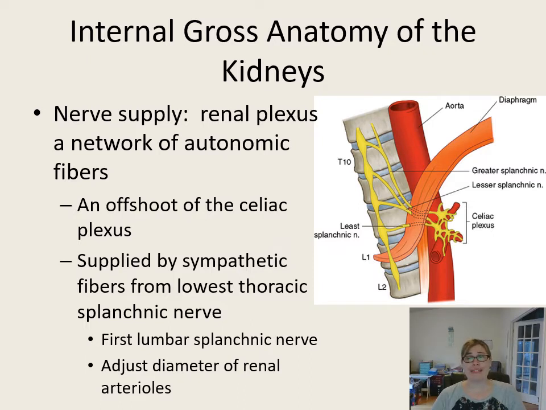It branches off of a different plexus called the celiac plexus, which is located, if you think about celiac generally involves stomach. And so if you can think of your celiac trunk, if you picture going just posteriorly, then that's sort of the area we're talking about. And so it's supplied by the sympathetic fibers from the lowest thoracic splanchnic nerve. So that's a whole different game.